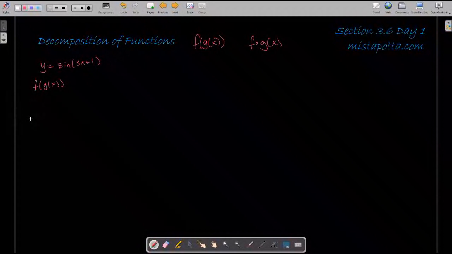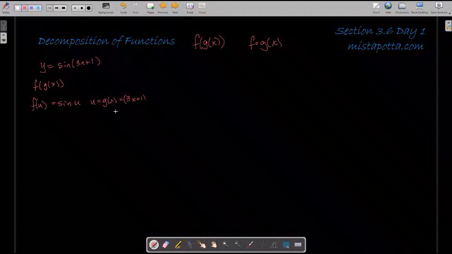Well, if I was to substitute it into a calculator, the last thing that I would do is to find the sine of my argument. So my outer function f is going to be the sine of something. So I'm going to call this f of u. And my u in this case is my g of x, which is what I'm taking the sine of. In this case, it's 3x plus 1. So what I really have is f of g of x, the sine of 3x plus 1.